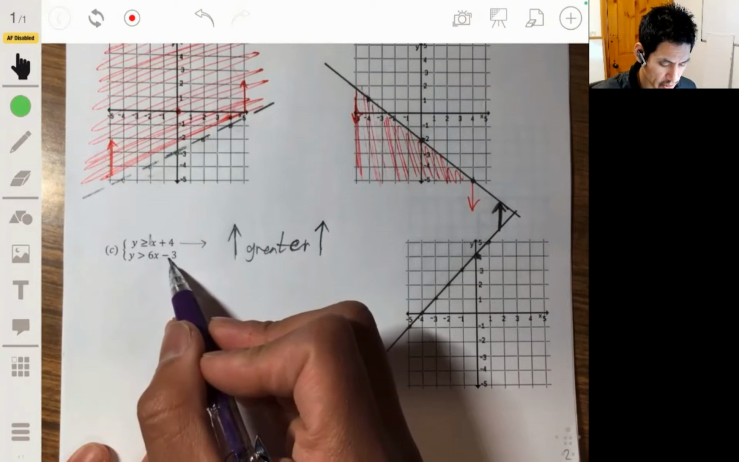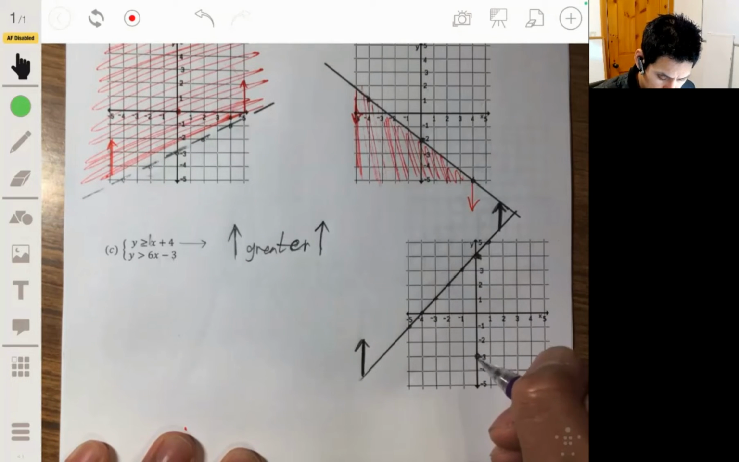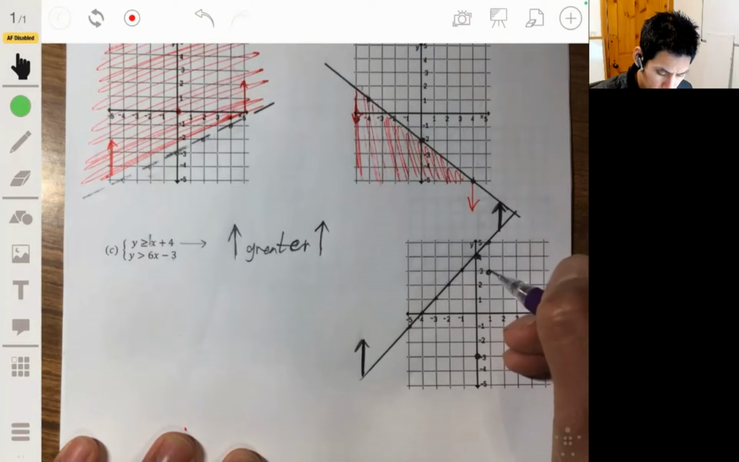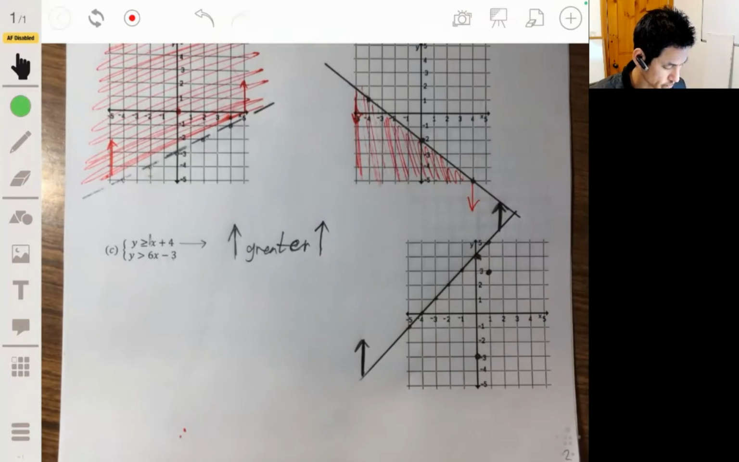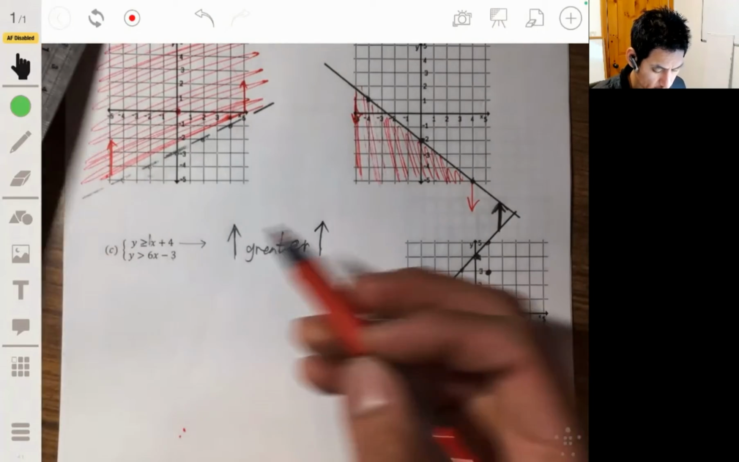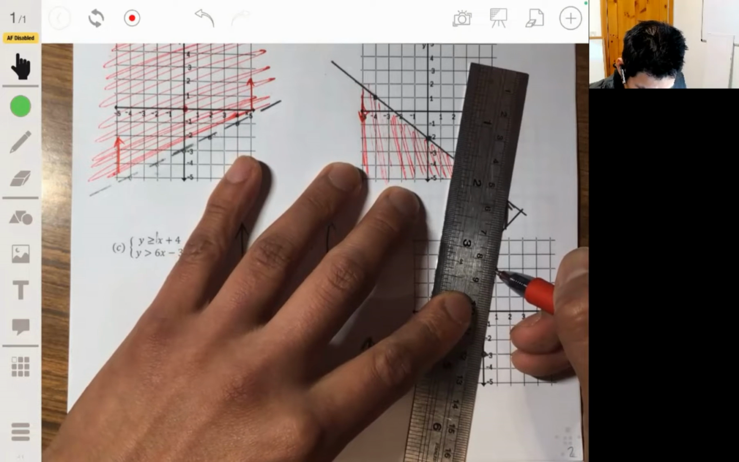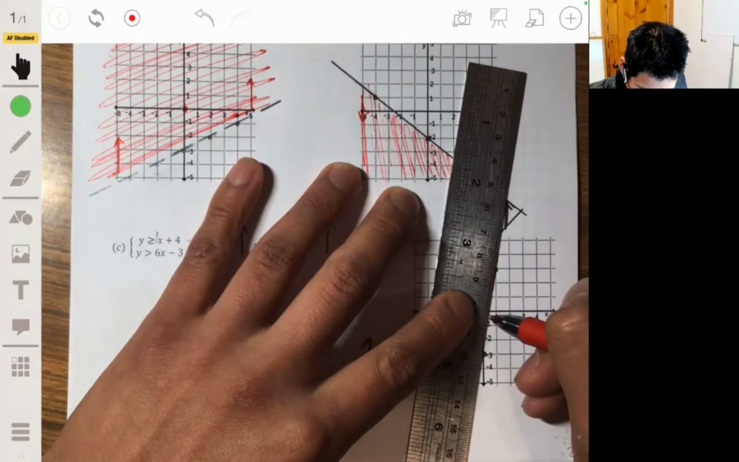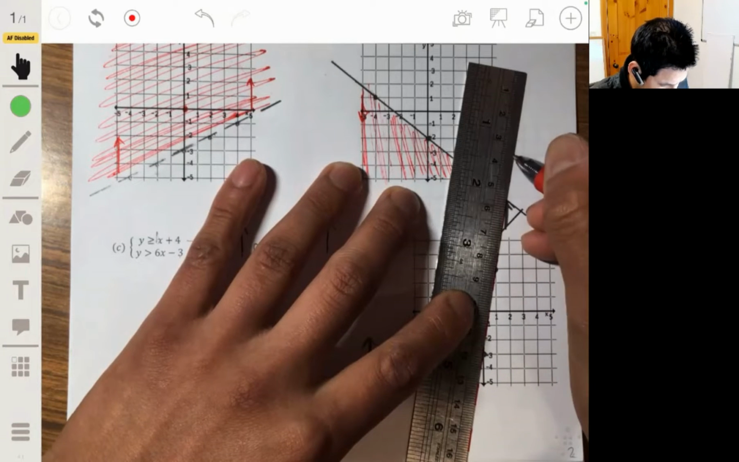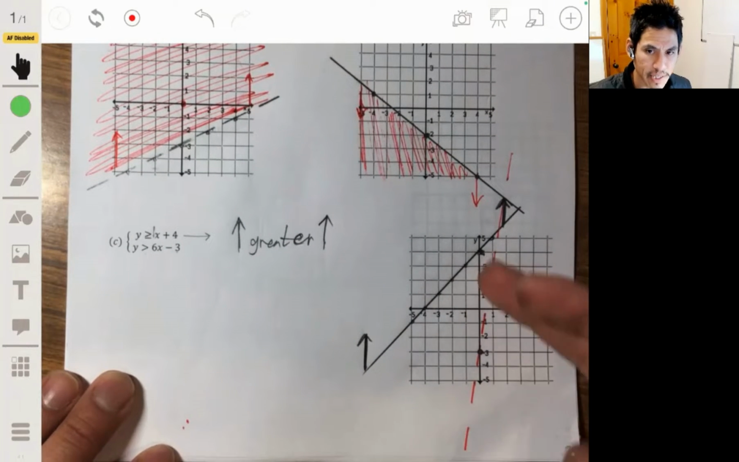Then we graph the other one. Y is greater than 6x minus 3. The y-intercept is negative 3. Slope is 6, so we go up 6, to the right 1. And this is going to be a dashed line. It's pretty steep. And we're also saying it's above this red dashed line.